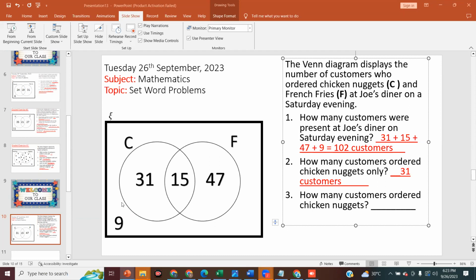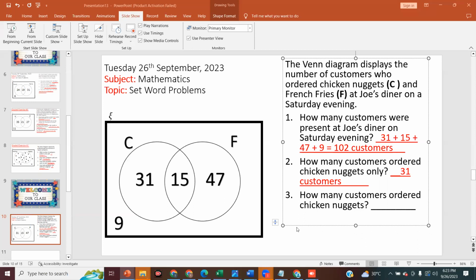Zara says 31. Okay, some people saying 31. Everybody else saying 46. I could explain why. I have 46. All right, Kaden, explain why you have 46.